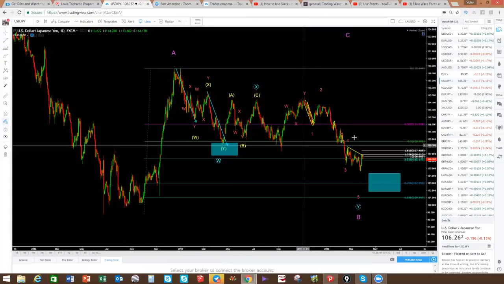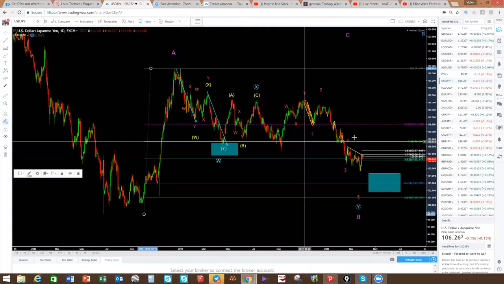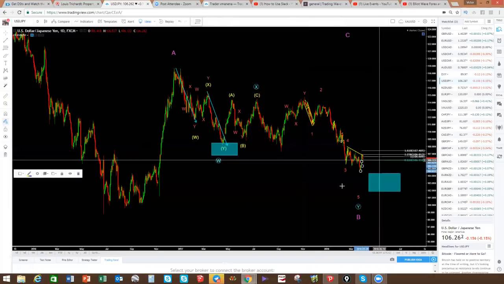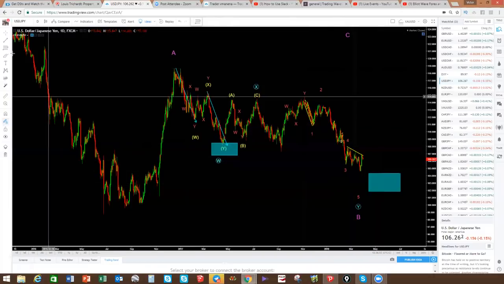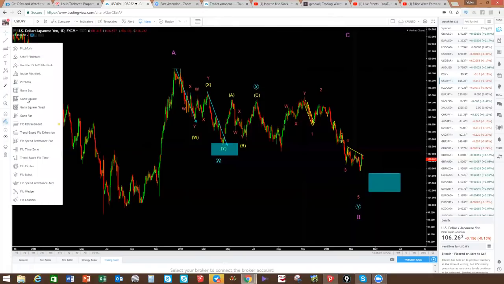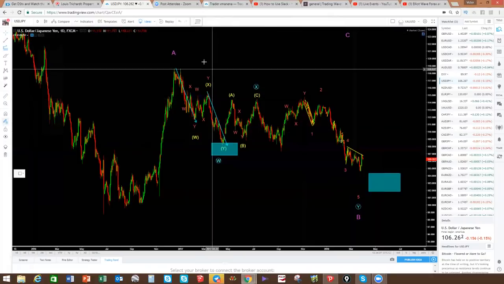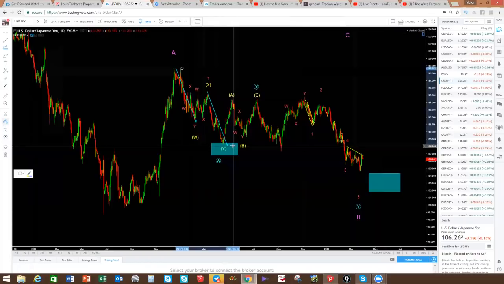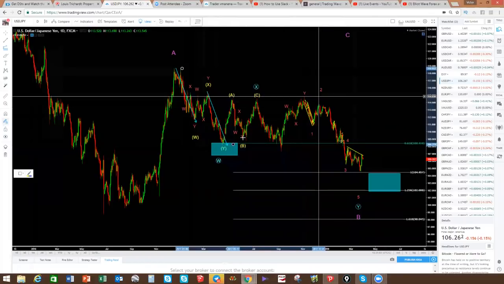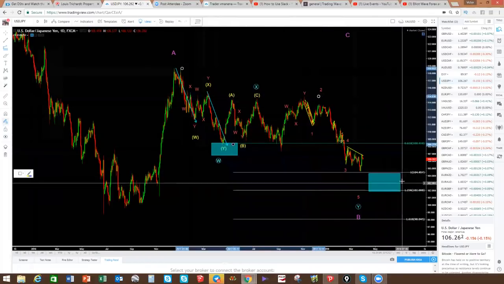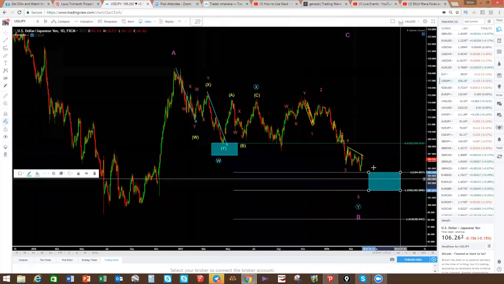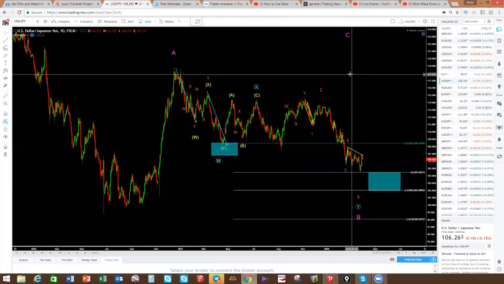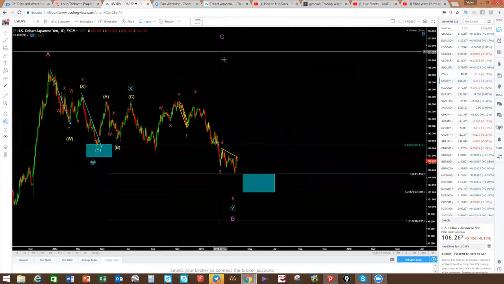Let me just remove all of this. The blue box is around between 104 and 102. Let's just do it again. See, my fibs are off there. It's 1, 2, 3, and the blue box is between these 2 points there. So you can see that we have not really touched the blue box as yet.